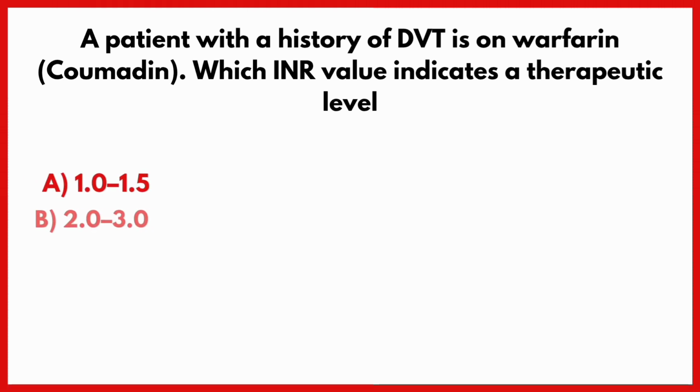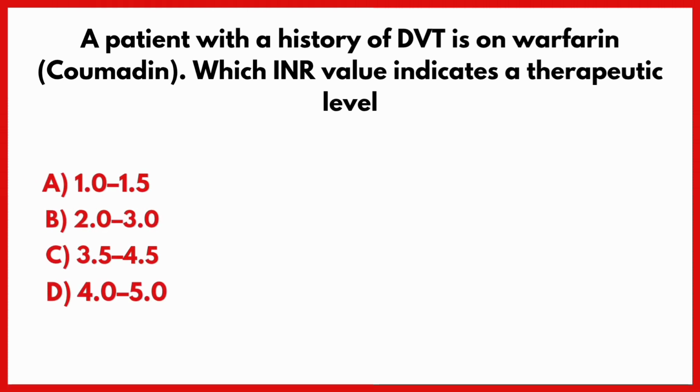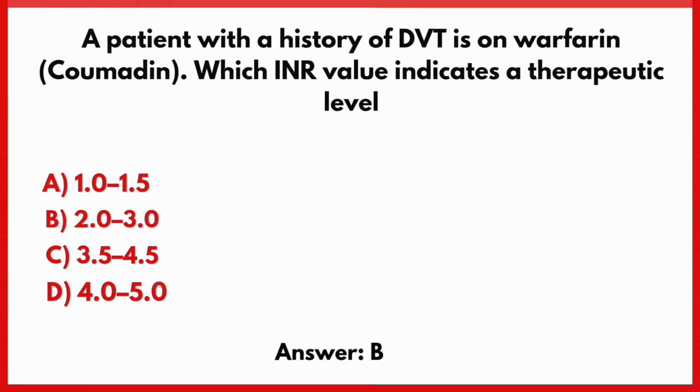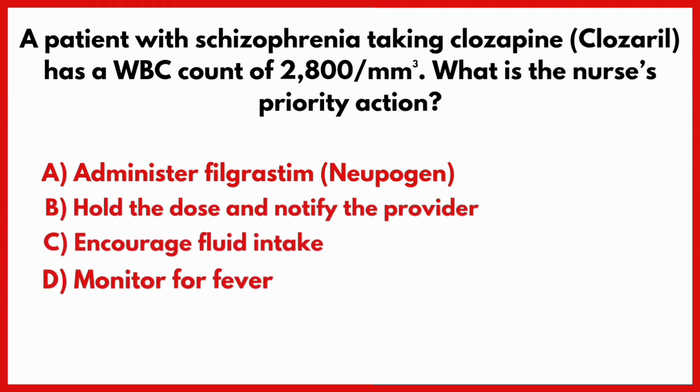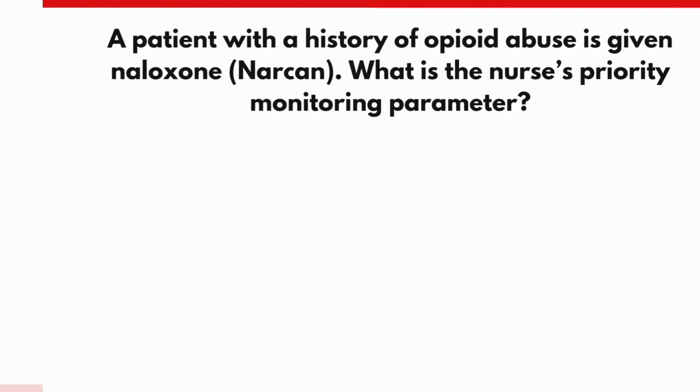A patient with a history of DVT is on warfarin. Which INR value indicates a therapeutic level? Correct answer is option B. 2 to 3. A patient with schizophrenia taking clozapine has a white blood cell count of 2800. What is the nurse's priority action? Correct answer is option B. Hold the dose and notify the provider.